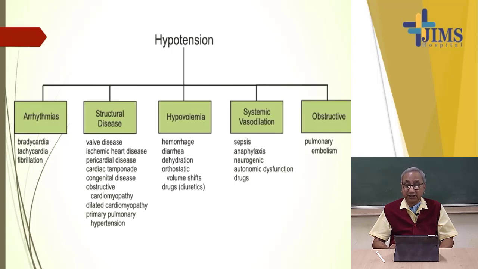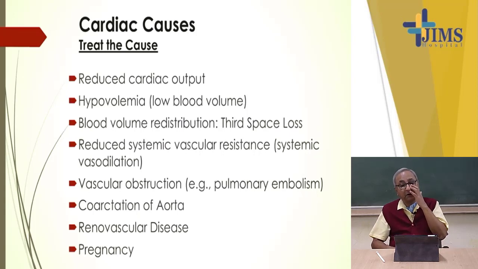Obstructive cause of hypotension is pulmonary embolism. So, you must keep this in mind: arrhythmias, structural diseases, hypovolemia, systemic vasodilatation, and obstruction. These are the main causes of hypotension. Now, coming to the cardiac causes. What we do is treat the cause.